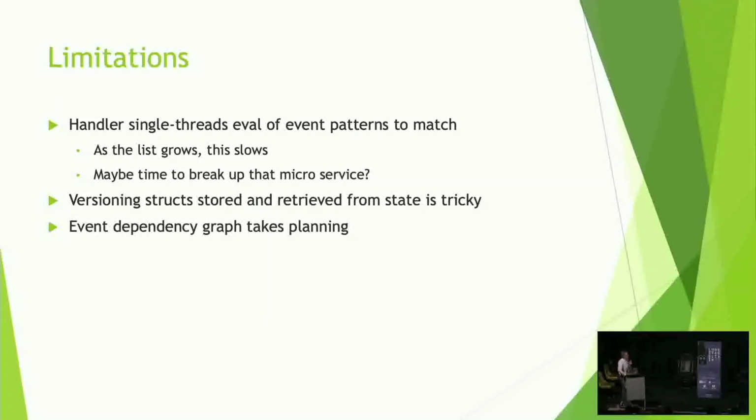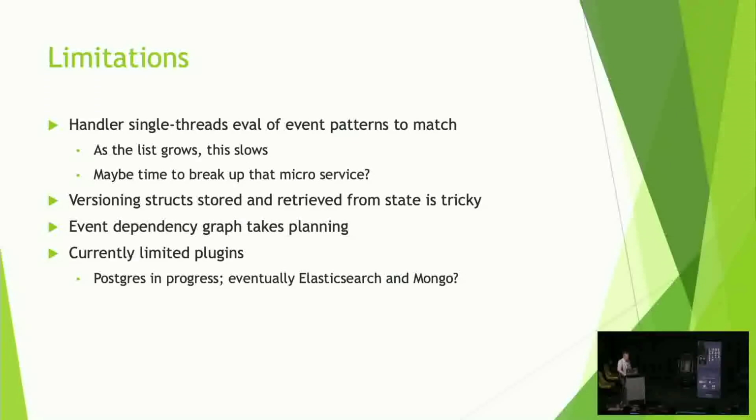Another thing to keep in mind is your event dependency graph. It takes planning. We're currently limited on the plugins we offer because we've got other things to do and we're moving fast. But again, Postgres is in progress. I eventually envision Elasticsearch and/or MongoDB. Again, we're providing a very specific API, and we encourage you to adhere to that.